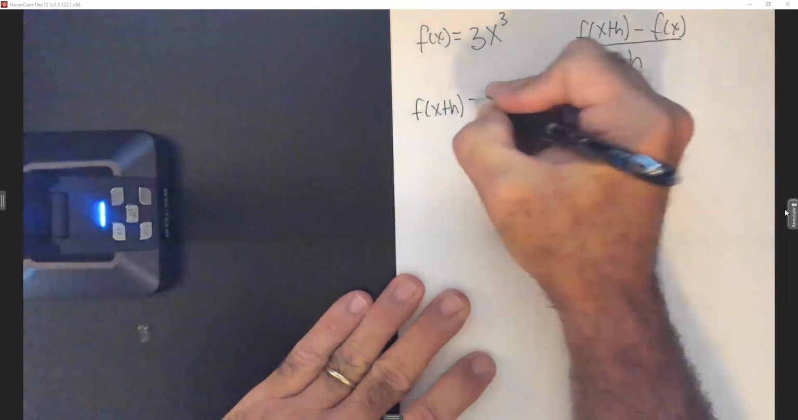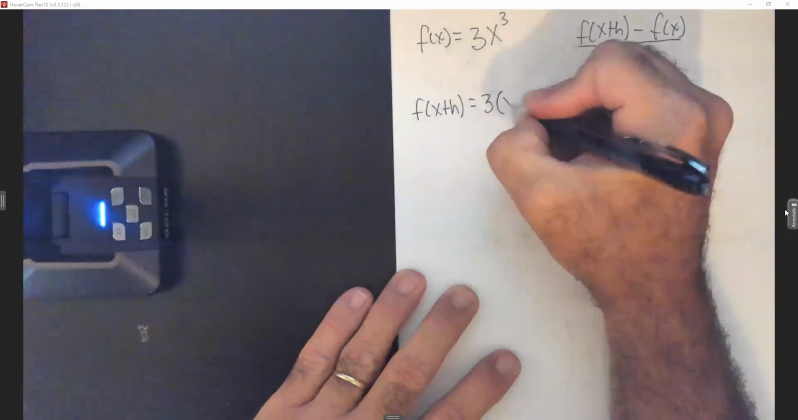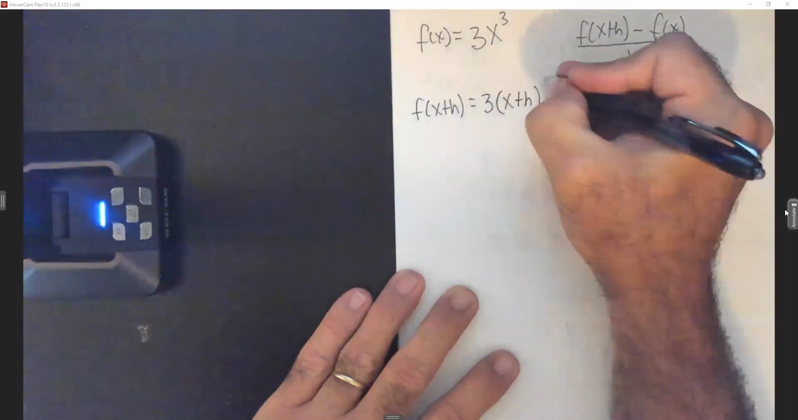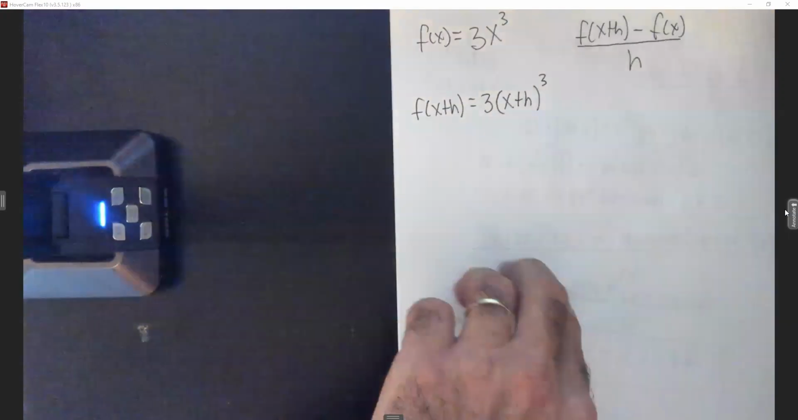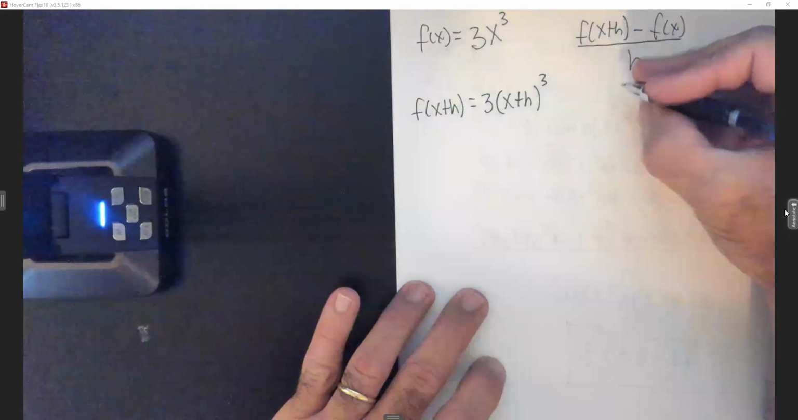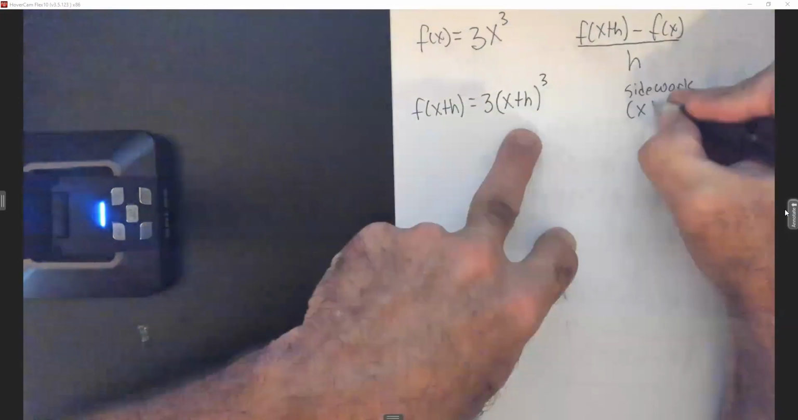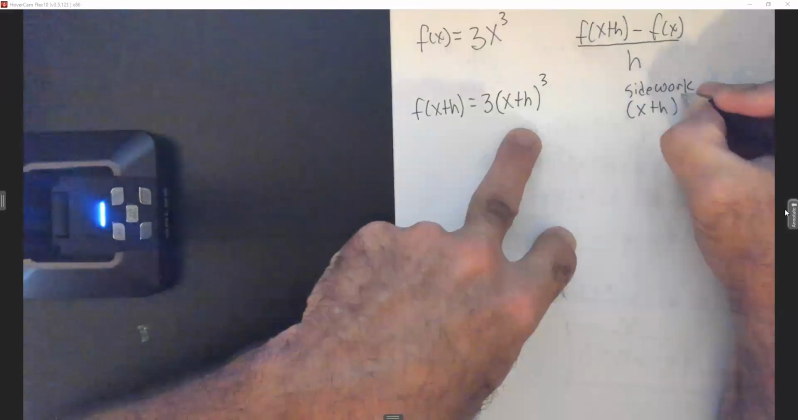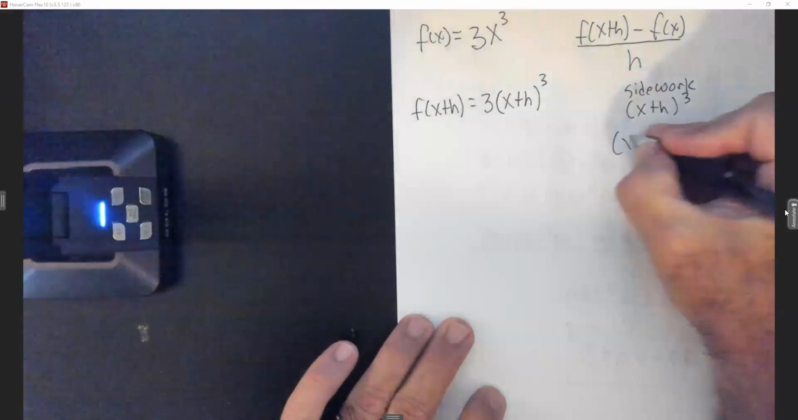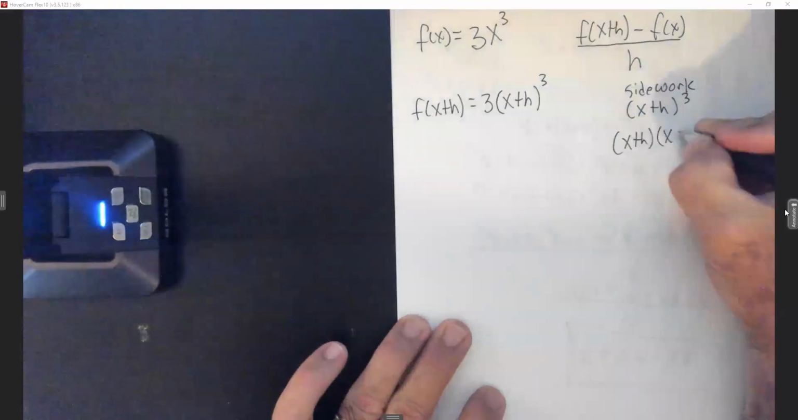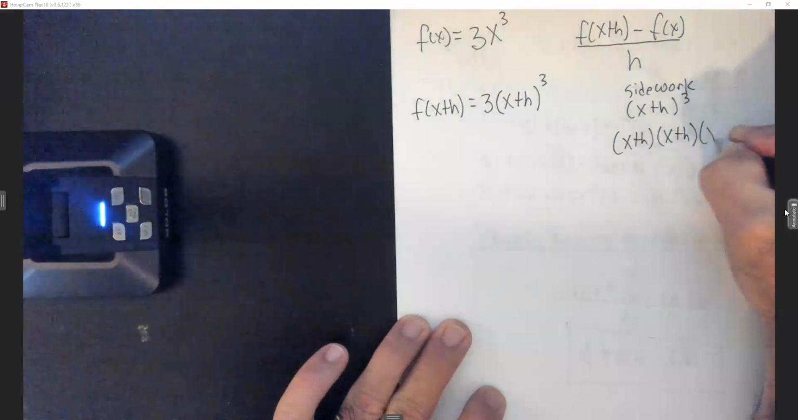So that's going to equal 3 times my x, which is x plus h, to the third power. So over here, I'm going to do a lot of side work and figure out what x plus h to the third power is. That's going to be x plus h times x plus h times x plus h.